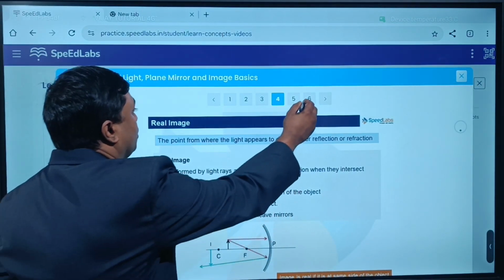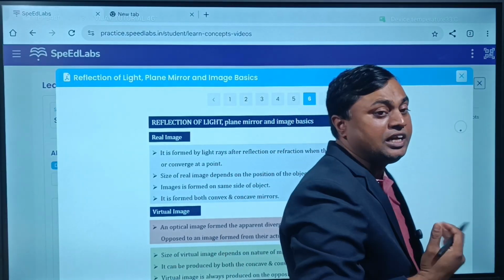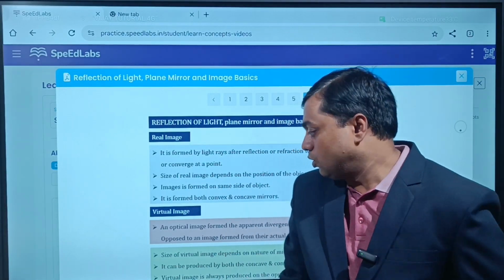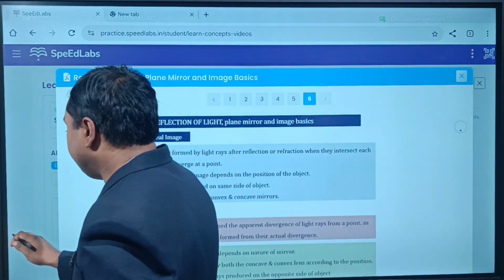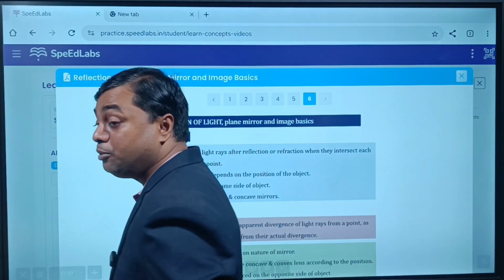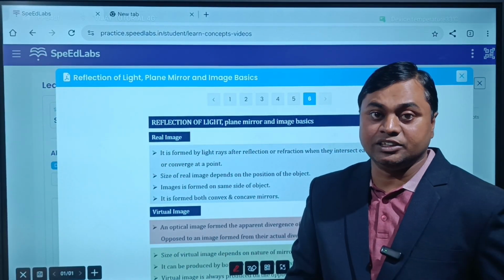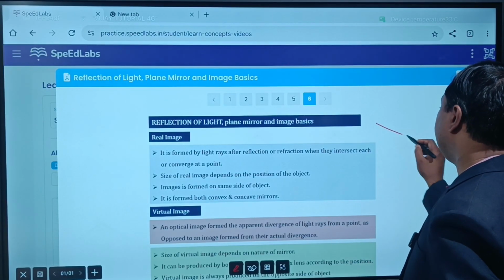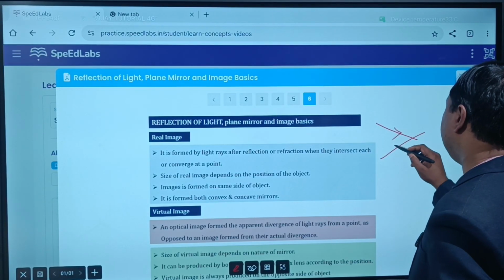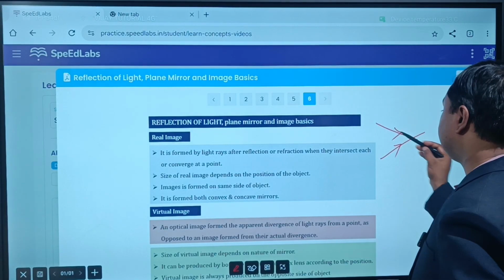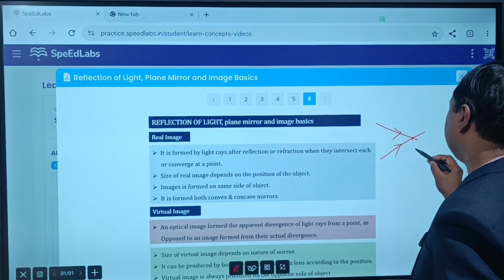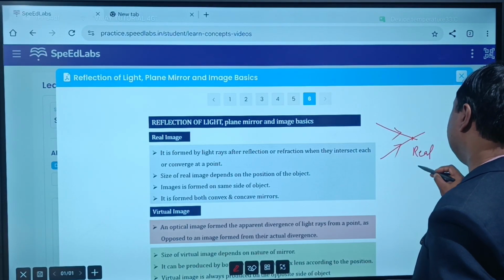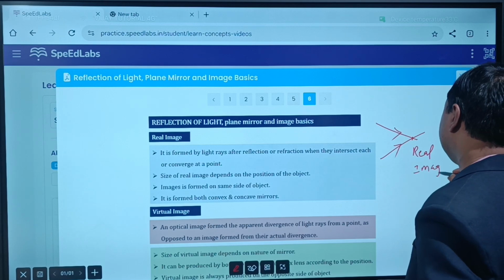Next, you should know there are two types of image: one is real image, the other is virtual image. Let's see what a real image is. The image which can be obtained on the screen is called a real image. Generally, a real image is formed when the light rays are actually meeting at a point. Suppose this light ray and this light ray are meeting at this point. Which type of image is formed? A real image is formed.